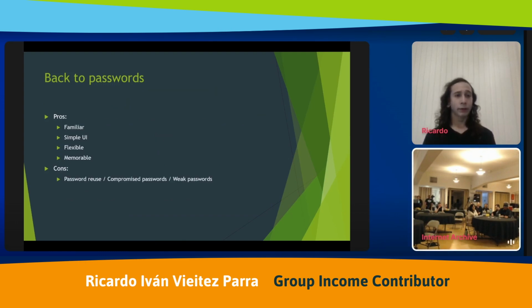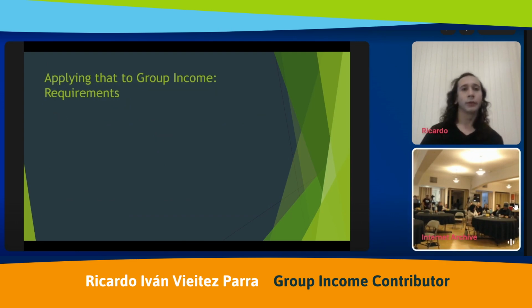But the main con of passwords is that not everyone uses a secure password, and people also use the same password on different sites. Sometimes even secure passwords can be compromised, for example, by malware or a password database being breached, and that's a downside of using passwords.